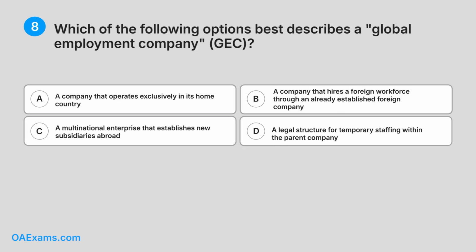8. Which of the following options best describes a global employment company, GEC? A. A company that operates exclusively in its home country. B. A company that hires a foreign workforce through an already established foreign company. C. A multinational enterprise that establishes new subsidiaries abroad. D. A legal structure for temporary staffing within the parent company. Do you know the answer?